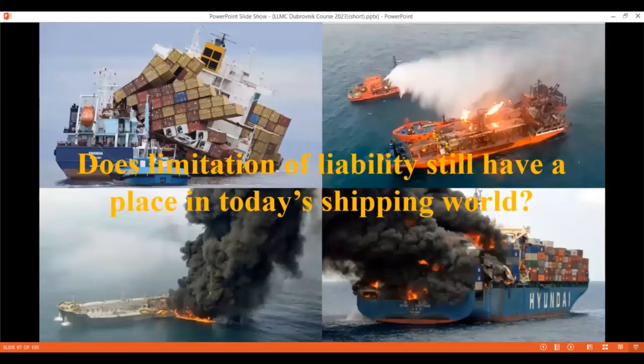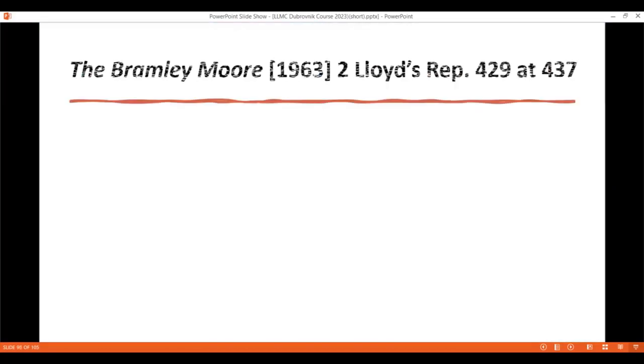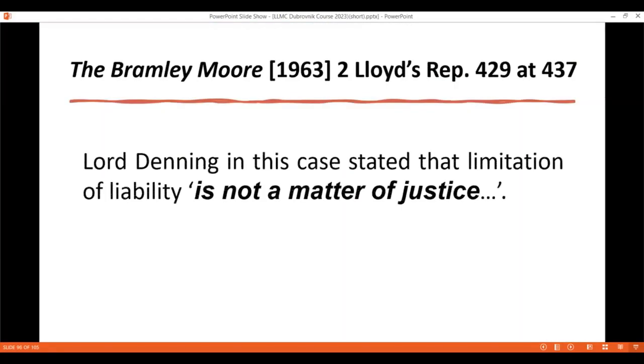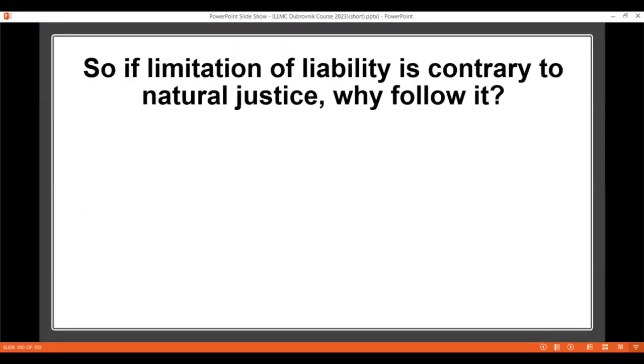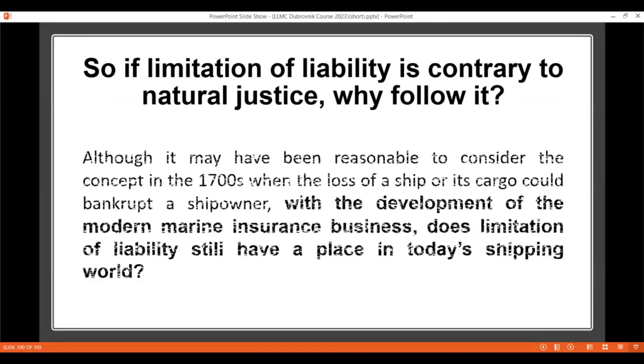So to finish, does limitation of liability have a place in today's shipping world still? In the Bramley-Moore, we mentioned, Lord Denning said that it is not a matter of justice. I had to change my hat a bit, and I was studying a bit of philosophy and economics in this case. And in the case of the Amalia, Dr. Lushington said that full indemnity, that natural rights of justice shall be abridged for political reasons. So if limitation of liability is contrary to natural justice, why follow it?